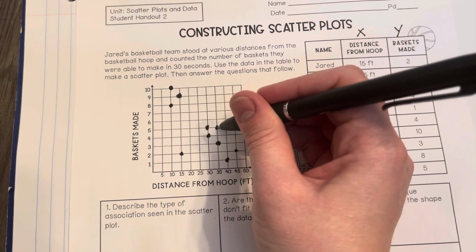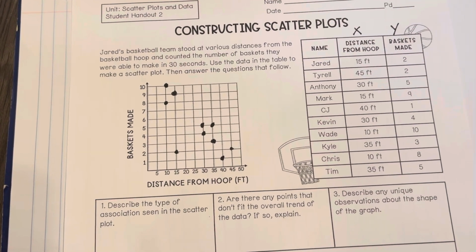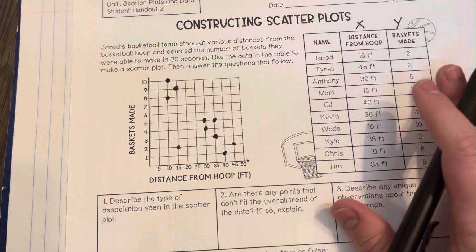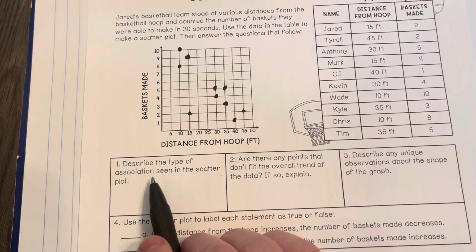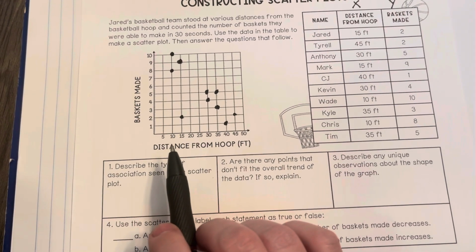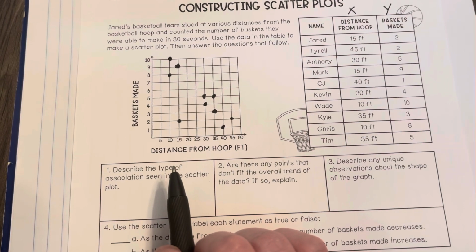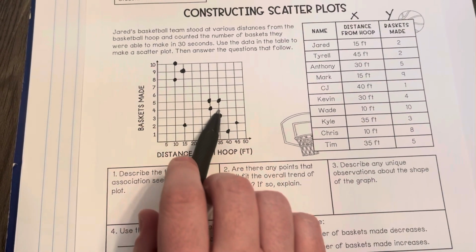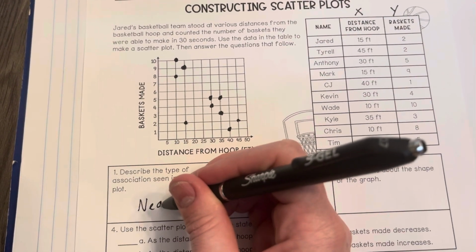Okay, now we have some data and we're going to answer some questions about this group of information. The first question asks, describe the type of association seen in the scatter plot. Meaning, is it positive, negative, or no association? We see a negative association. See the line going down? That would be a negative association.